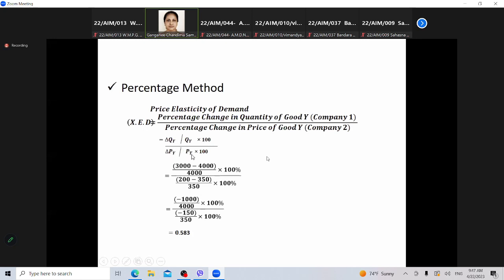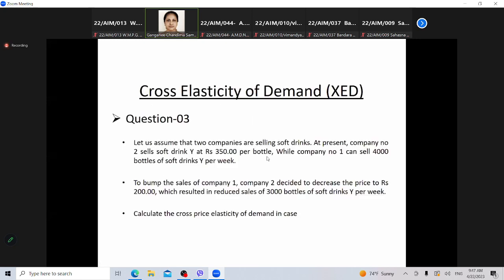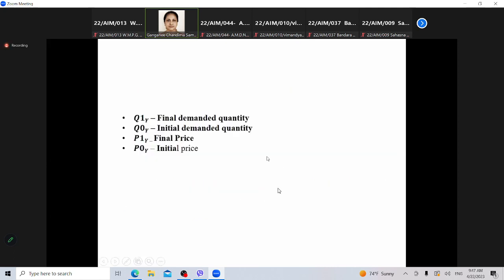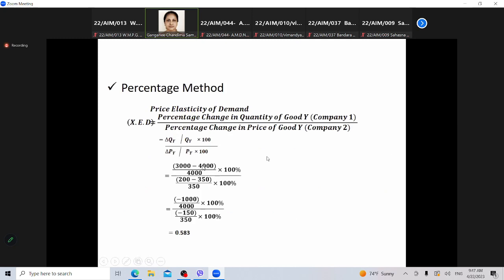Then the same equation you can put: change of QY divided by initial QY, and change of PY from the initial price, in percentages. Then 3000, is it okay? Second one 3000 minus 4000 from the 4000, then 200 minus 350 from 350. Method is same, isn't it? Just see the answer and decide whether you understood or not.